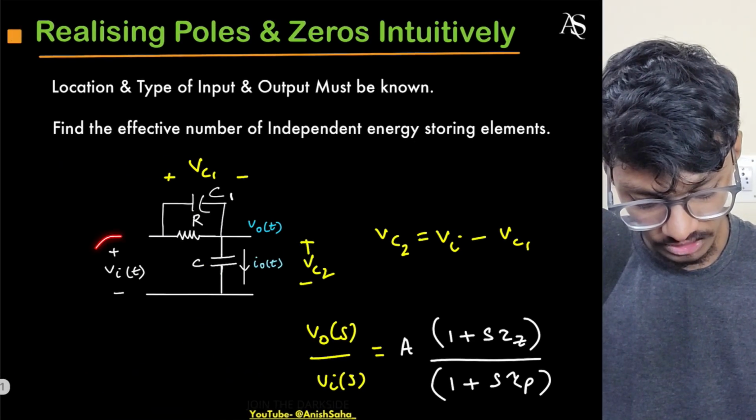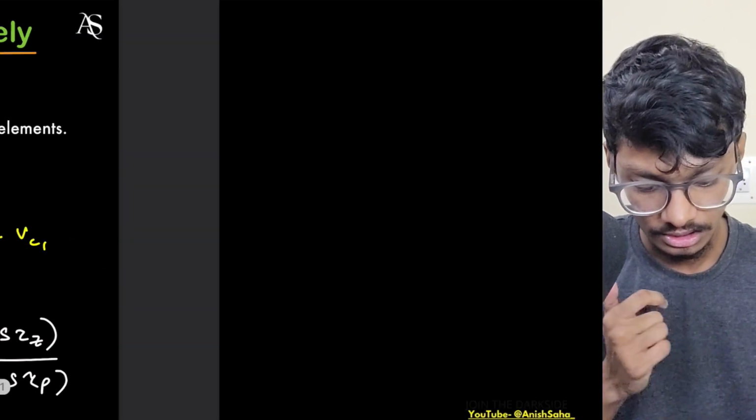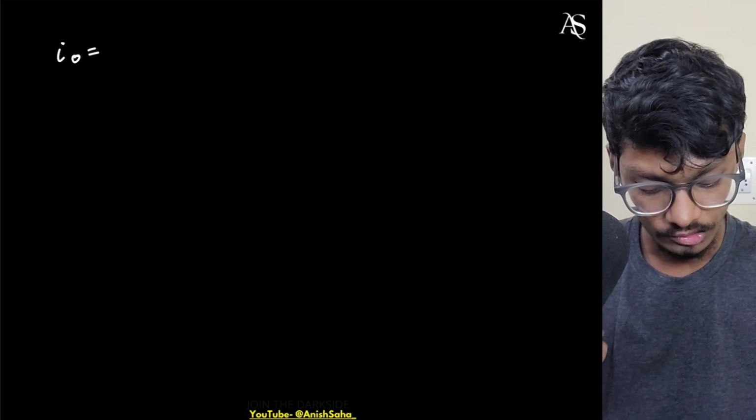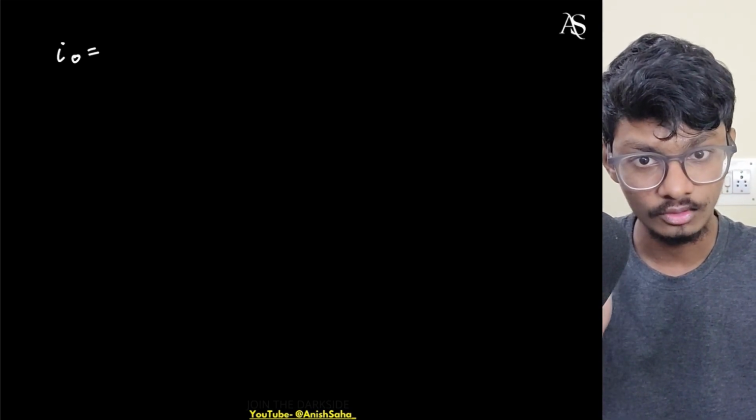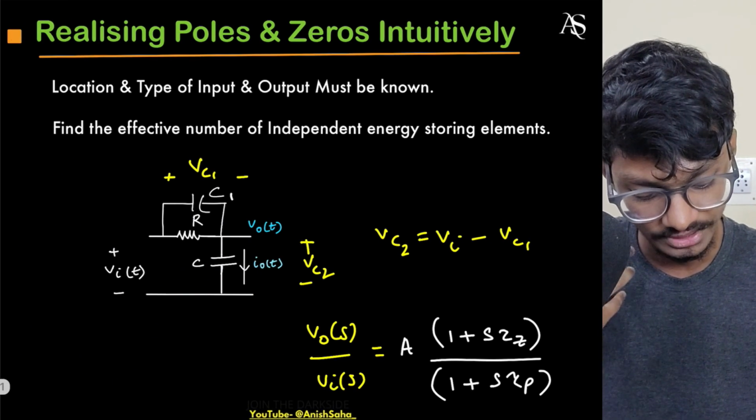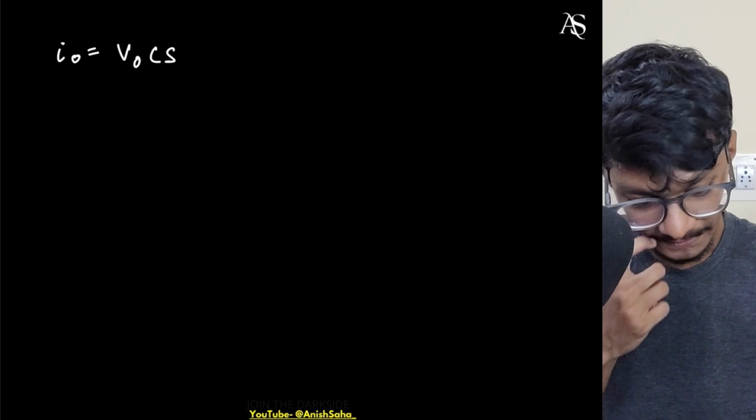When the input is given in voltage and I'm taking current as an output, in front of the capacitor, how can I write current? I can write IO equals to, just hold on a second, it will be simply V equals to IR. So V equals to IR, so I equals to V by R. So in our case, Z is 1 by Cs, so it will be simply VO times Cs.